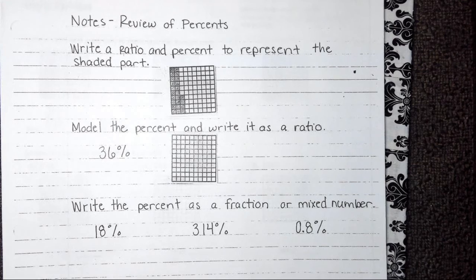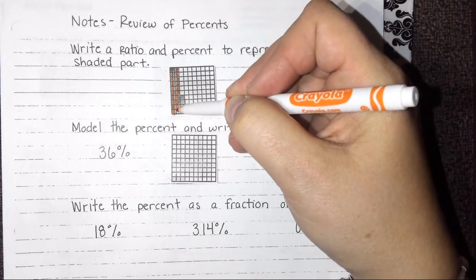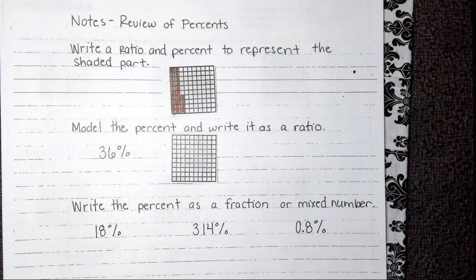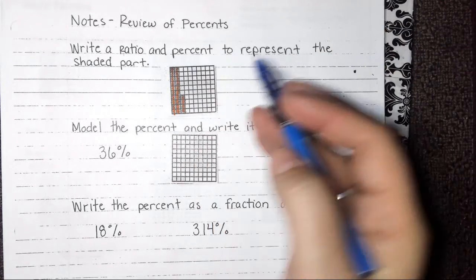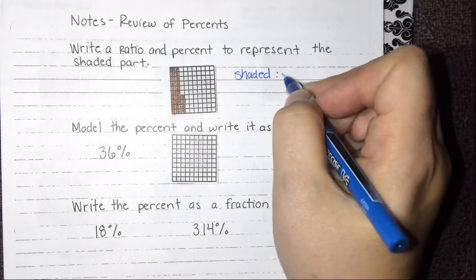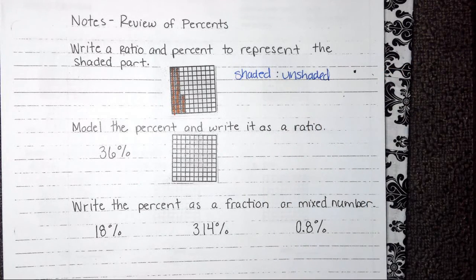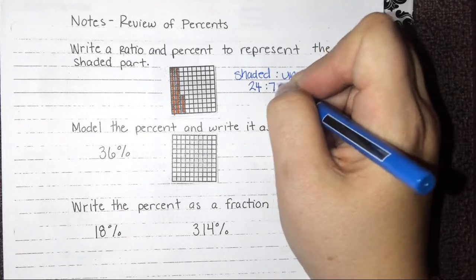So when we look at this first one, how many of these squares are shaded in? 24. Okay? How many are not shaded in? There's a total of 100 squares. 76. So if we were to write a percent and a ratio to represent shaded to unshaded, what numbers would that be? You got it. 24 to 76.